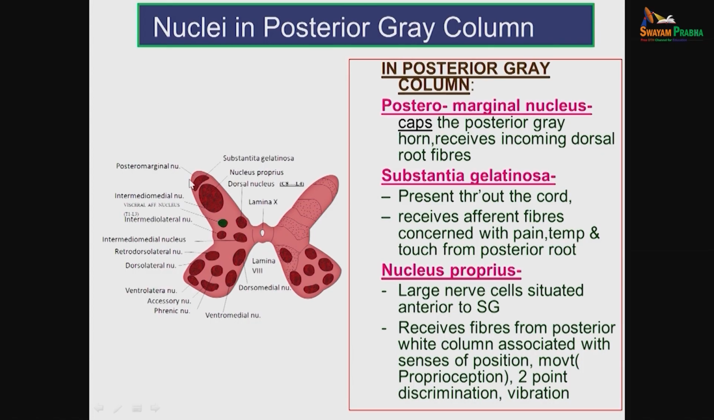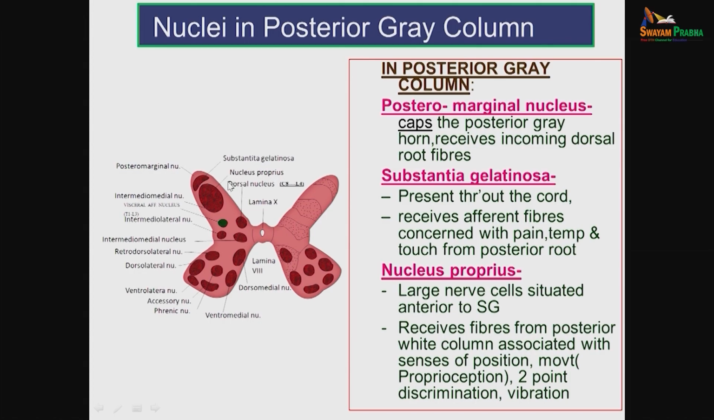First is the postero-marginal nucleus, which caps the posterior gray horn, and it receives some incoming dorsal root fibers which come and end here. Next nucleus you are seeing here is the substantia gelatinosa, a very important nucleus which is present throughout the cord. It receives afferent fibers concerned with pain, temperature and touch from the posterior root. It is an important second order neuron in the spinothalamic tract. These are all sensory neurons, so which sensations are received? The substantia gelatinosa receives fibers concerned with pain, temperature and touch from the posterior root.